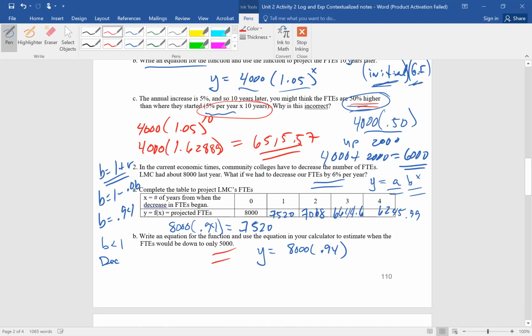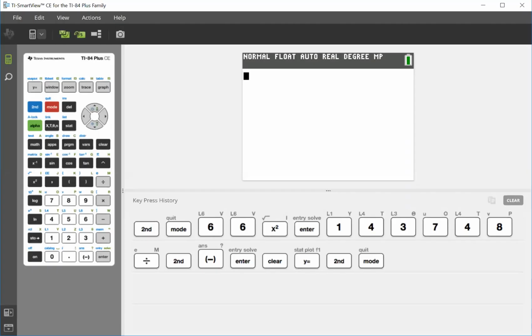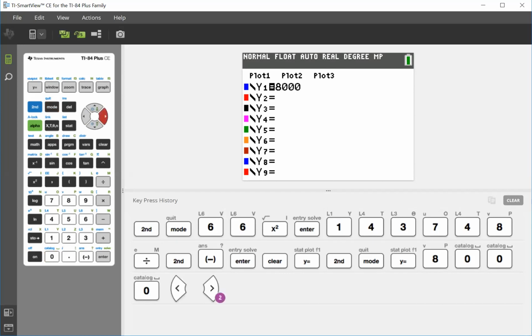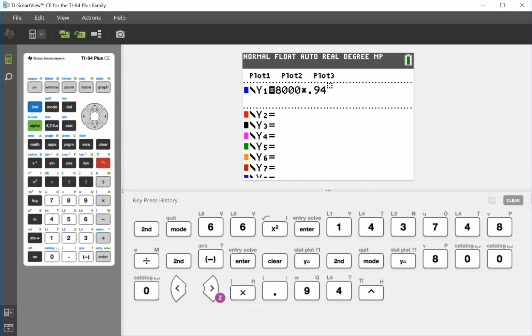So if I wanted to do that, let's see if I can get my calculator up for you guys. Sorry, you guys can hear my dogs walking around in the background, I think probably. And let's go ahead and plug in our first function, 8,000. And you need to practice this for the exam so when you're doing this, it's not foreign to you. So 8,000 times 0.94 to the power of x.